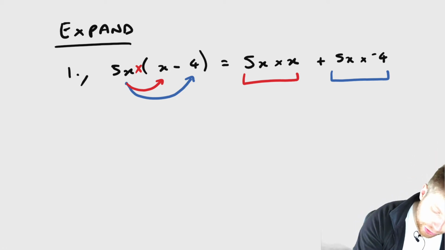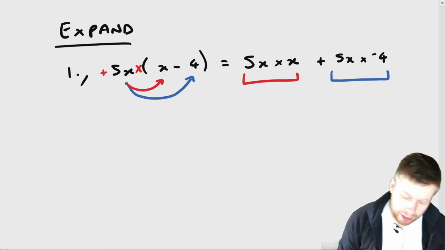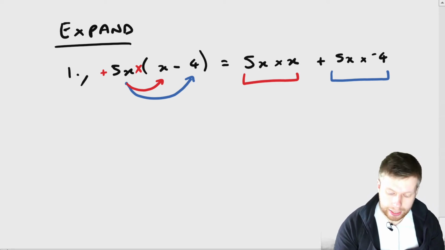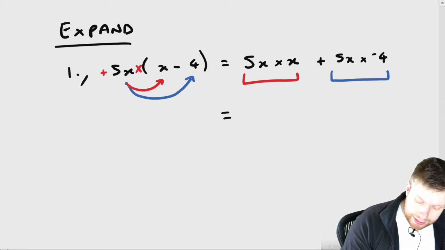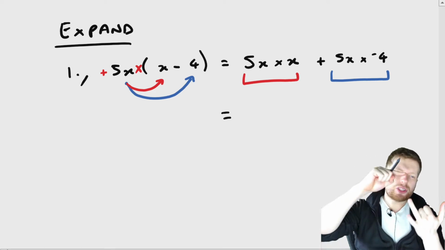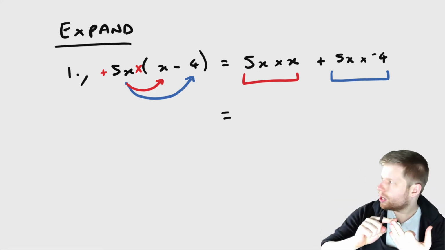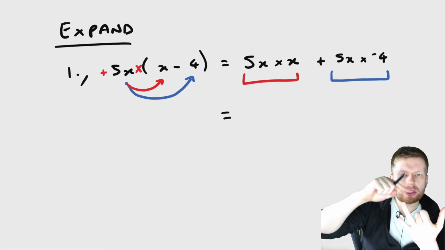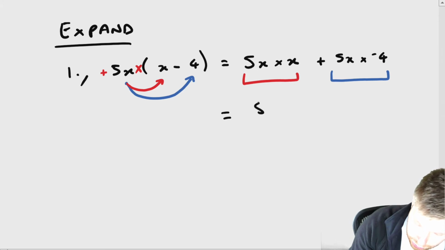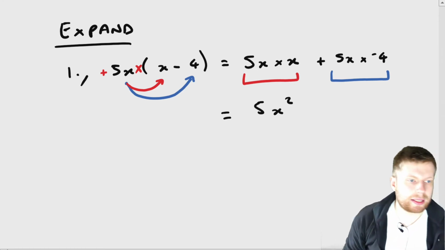The reason why it's positive 5x is because just remember there is a positive hiding out the front there. I just haven't bothered to write it in. So now let's see if we can simplify this down. Well, 5x times x. Just remember that means 5 times x times x. So in other words, I've got 5 times by x times by x. Well, the x times x just makes x squared. So in total, I will have 5x squared here.